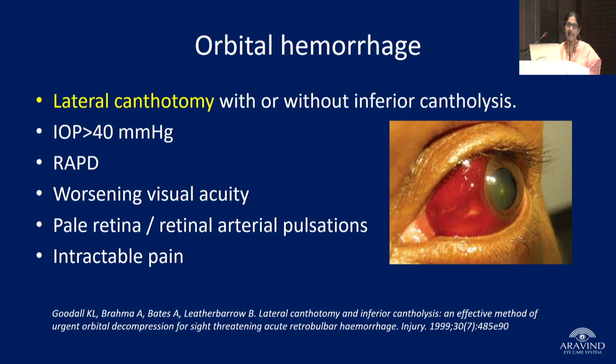So you see a red eye like this with a proptosed eye. So there is an intraorbital hemorrhage with extremely high intraocular pressure causing compression of the optic nerve, causing a relative afferent pupillary defect and a drop in visual acuity. You can see a pale retina and extremely severe pain. In such patients, it's important to get an orbit opinion and go for a lateral canthotomy to relieve the intraocular pressure, with or without inferior cantholysis.